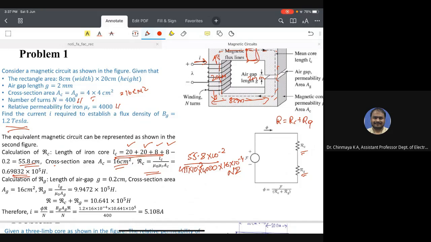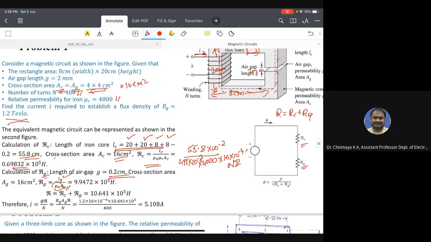Similarly, we can calculate the reluctance of the air gap. In order to do that, we need the length of the air gap. We know that length of the air gap is 0.2 centimeters. So we'll put length of the air gap divided by mu naught, because for the air gap it is mu naught. There is no relative permeability because it's in the air, and the area of cross section of the air gap is also equal to the area of cross section of the iron, which is 4 into 4 centimeters square, equal to 16 centimeters square.